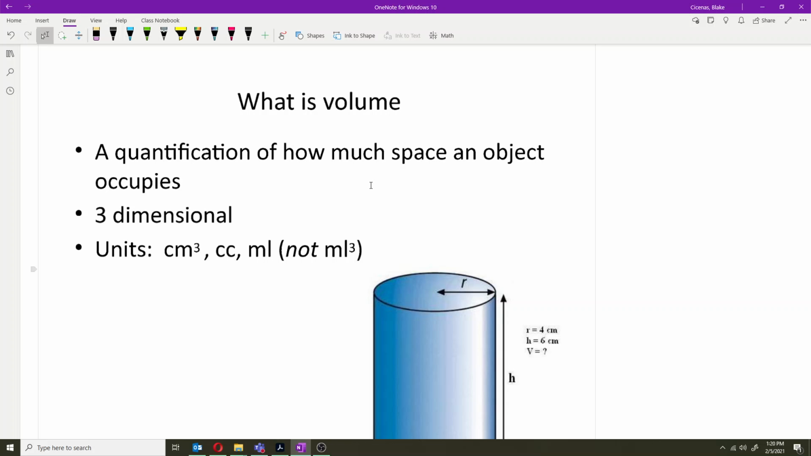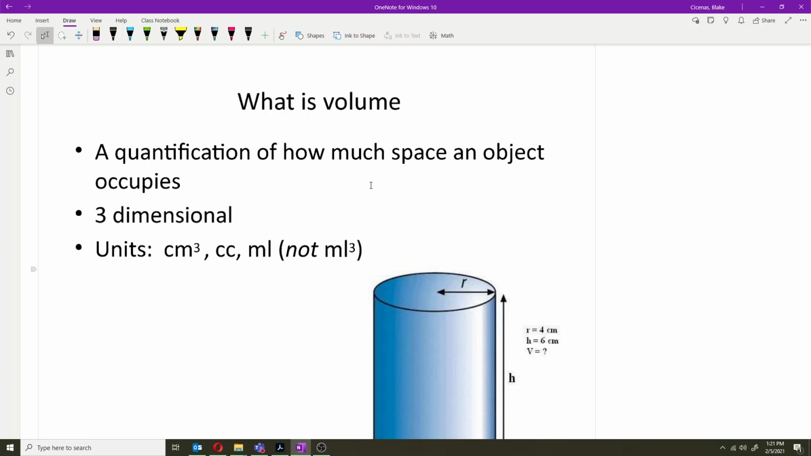You can say cc's. I prefer centimeters cubed over cc's, just because if you need to convert units from one to another, cc's is a little bit misleading. If you need to convert, say, cubic centimeters to, say, cubic feet, the centimeters cubed will actually make it better. So that's kind of what I prefer.